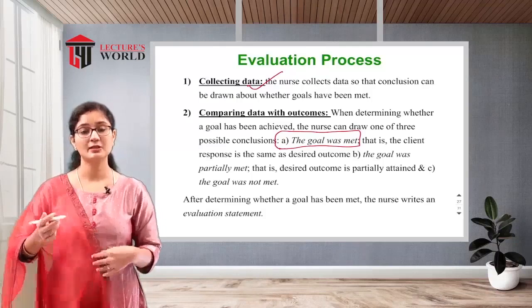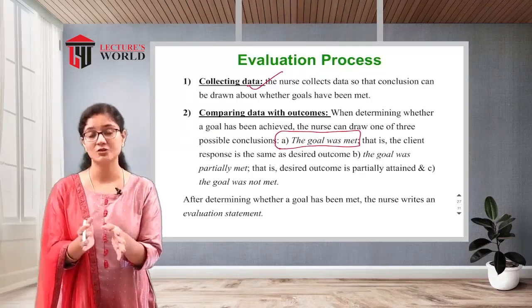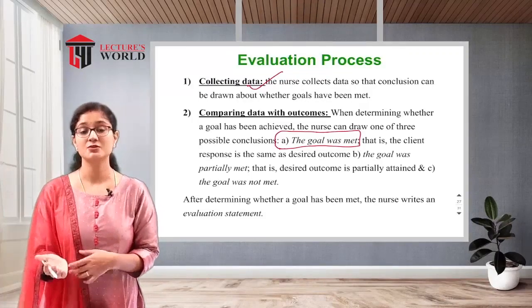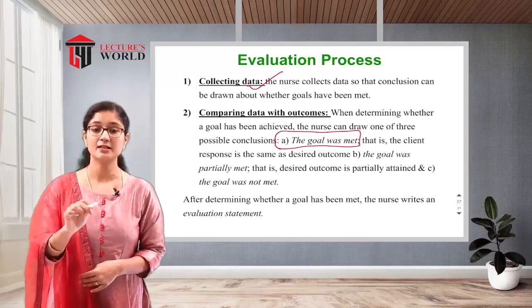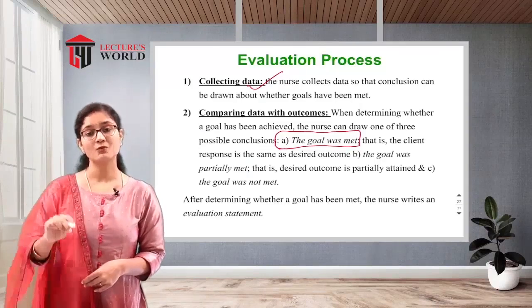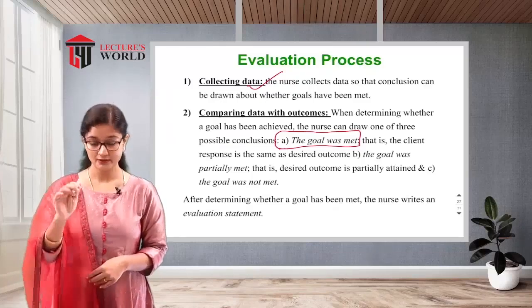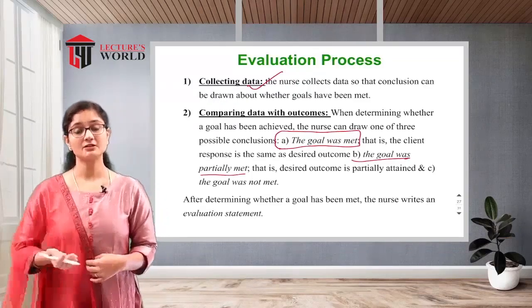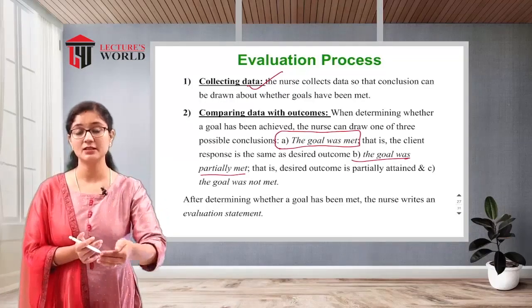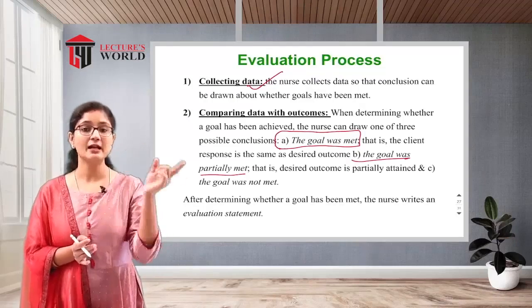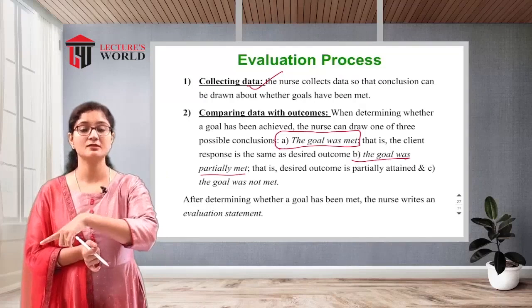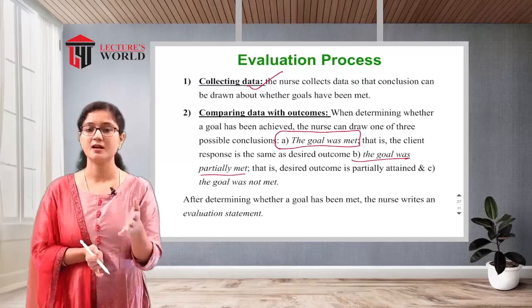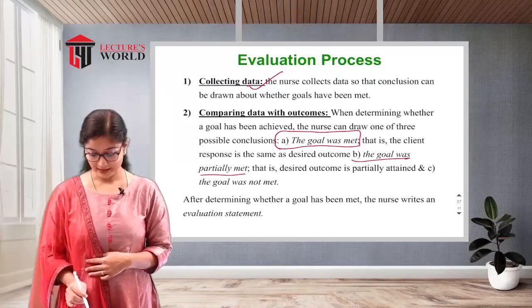For example, if I have written that the pain has to be 3 on a scale of 0 to 10, and when I check after 1 hour he tells me 3 on a scale of 0 to 10, then I will write in the evaluation, goal was met. Okay, this is the first thing. Or the goal may be partially met. Another example: I checked after 1 hour and he says 4 on a scale of 0 to 10. I had planned 3 in the desired outcome, but he says 4. What will I write? The goal was partially met. The desired outcome is partially met.